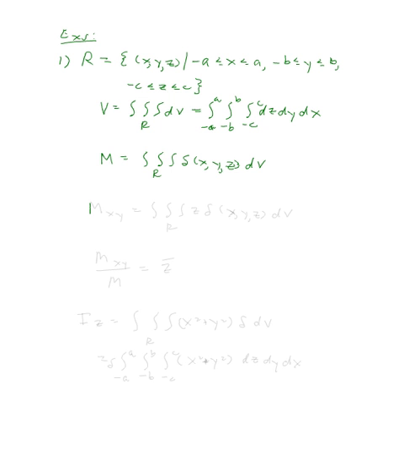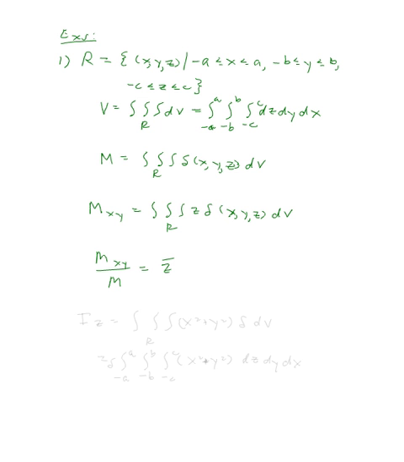Okay, now let's write the moment about the xy plane. That's going to be the triple integral over your solid. We need mass times displacement, so that's just going to be z times delta of x, y, z dV. And then if we were to take M sub xy over M, that would give us the z coordinate of the center of mass, the z bar.